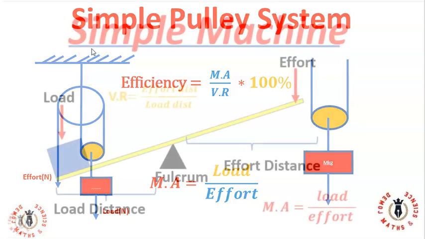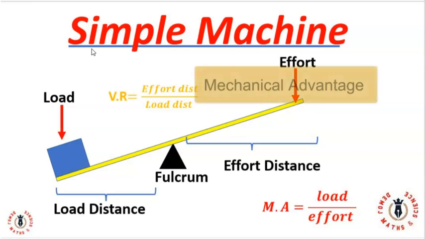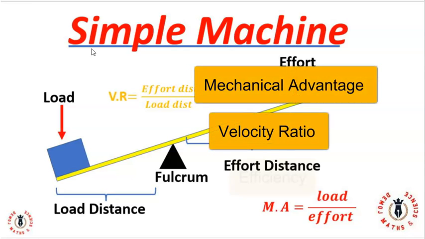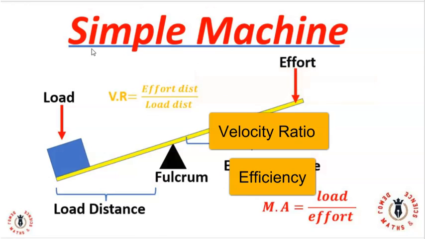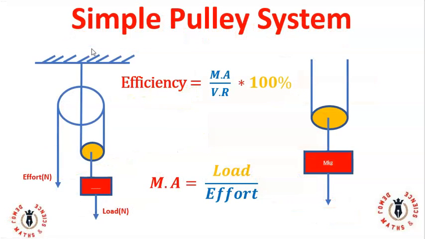In our last lesson, we saw the simple machine. We introduced the mechanical advantage, velocity ratio, and efficiency of a simple machine. In this lesson, we will see the simple pulley system.